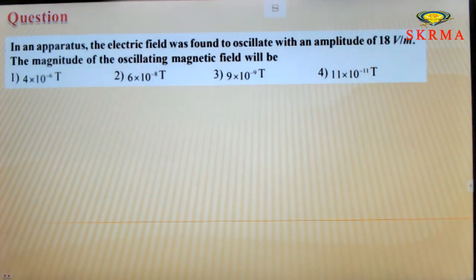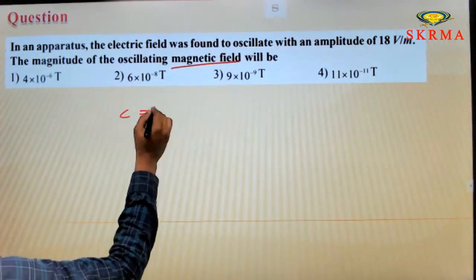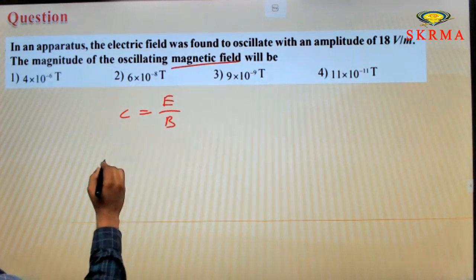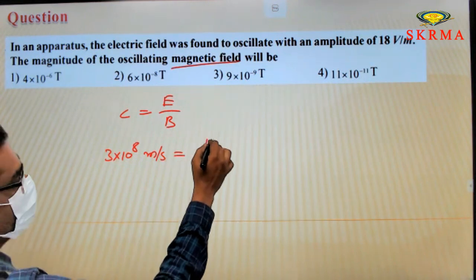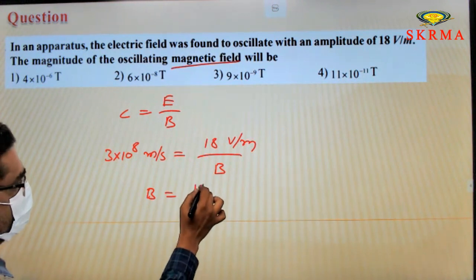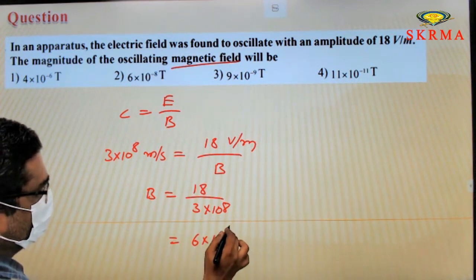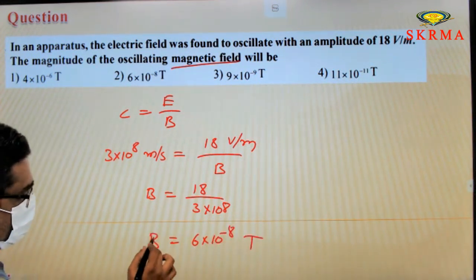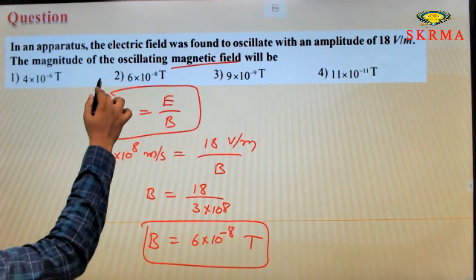Next, in an apparatus the electric field was found to oscillate in amplitude 18 volt per meter, then magnitude of oscillation of magnetic field. What is the relation? C equal to E by B. C is 3 into 10 power 8 meter per second. E value is given 18 volt per meter by B. So B equal to 18 by 3 into 10 power 8, or 6 into 10 power minus 8 Tesla. Use this equation, C equal to E by B. So correct option is second one.